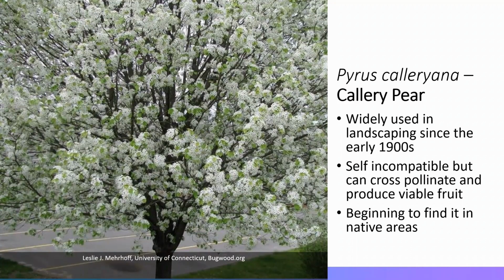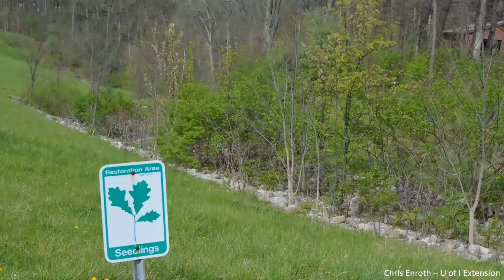Now we're getting viable fruit being produced on our ornamental pears. So that's what changed: over time, we eventually got enough genetic diversity within our Callery pears to produce viable fruit.